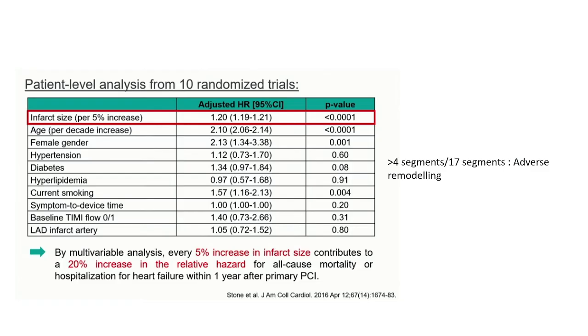And it is found in a randomized study that a 5% increase in infarct size contributes to a 20% increase in relative hazard for all-cause mortality and hospitalization for heart failure within 1 year after primary PCI. If more than 4 segments of 17 segments are involved with transmural MI, there is an adverse chance of remodeling and future heart failure.